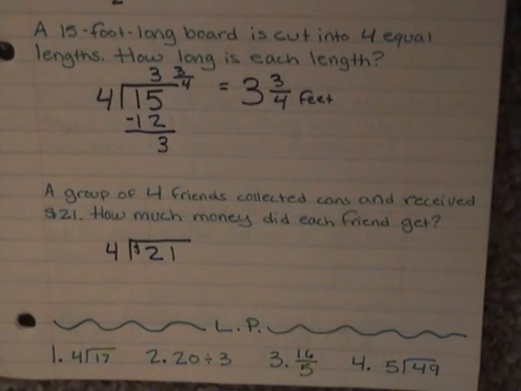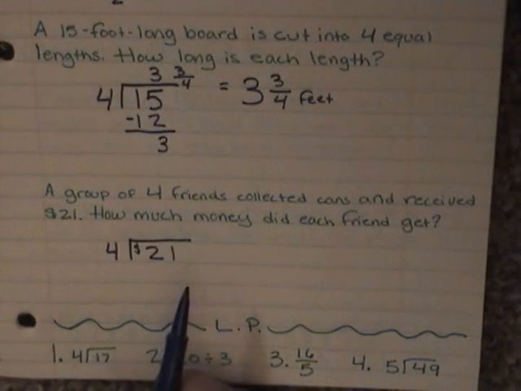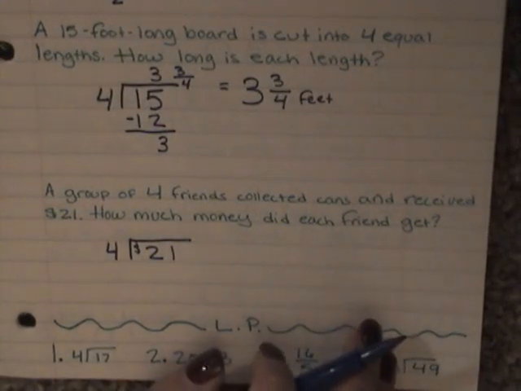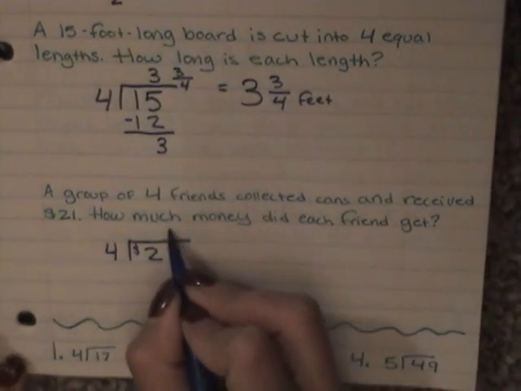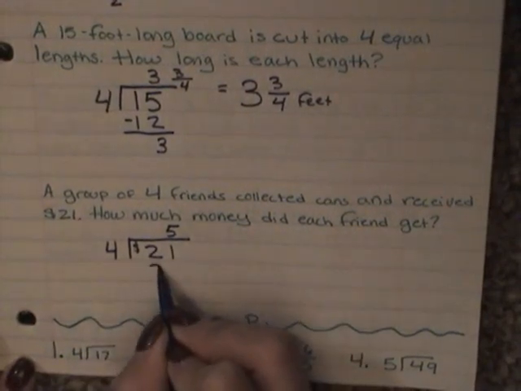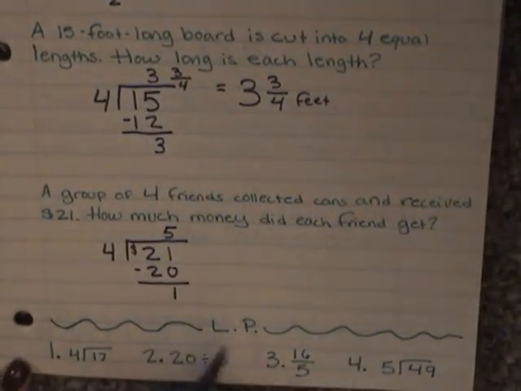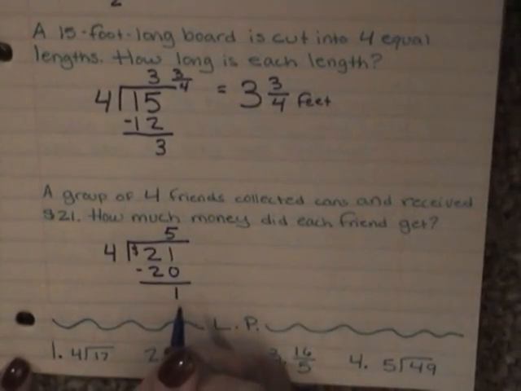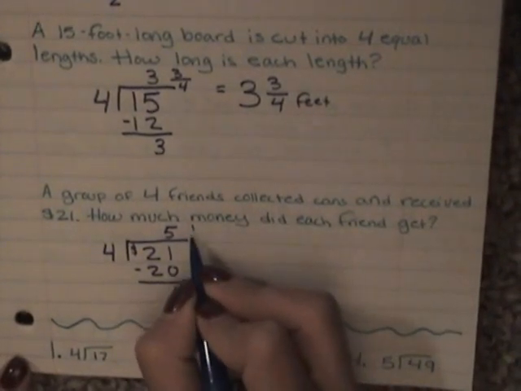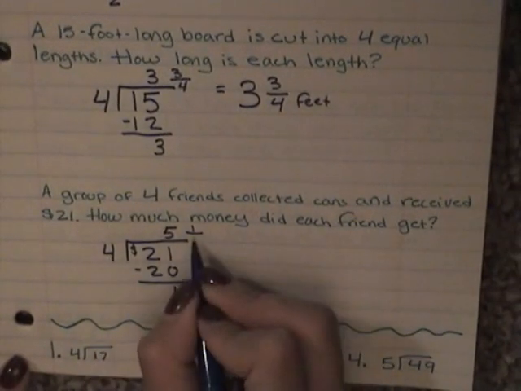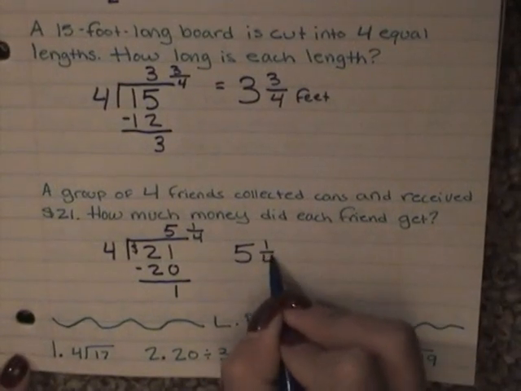So if I do this problem, I would say, can 4 fit into 2? And I say, oh no, it can't. Now, can 4 fit into 21? Yes. 4 times 5 is 20. When I subtract, I have 1. And now, do I have anything left to bring down? No, so 1 is my remainder, and I have to bring it up to the top. This 1 becomes my numerator, and my denominator is my divisor, so 4. So my answer would be 5 and 1/4.